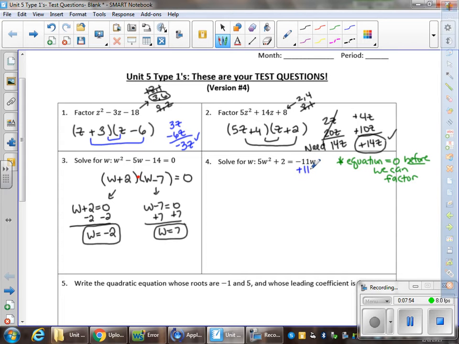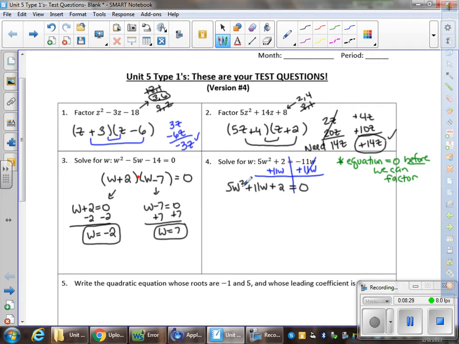Let's add 11w to both sides. So that's gone. So now I have 5w squared plus 11w plus 2 equals 0. Okay, we've now factored 3 times together. Go ahead and click pause if you feel confident in factoring this yourself. If not, just continue with me.